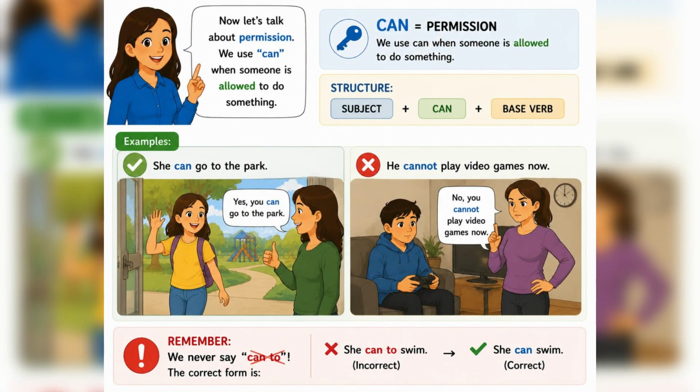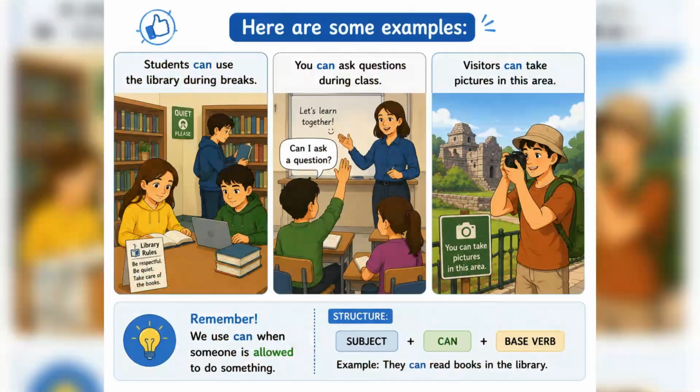Now let's talk about permission. We use can when someone is allowed to do something. The structure is the same. Subject, can, base verb. Remember, we never say can to do. Here are some examples. First is students can use the library during breaks. You can ask questions during class, or visitors can take pictures in this area.